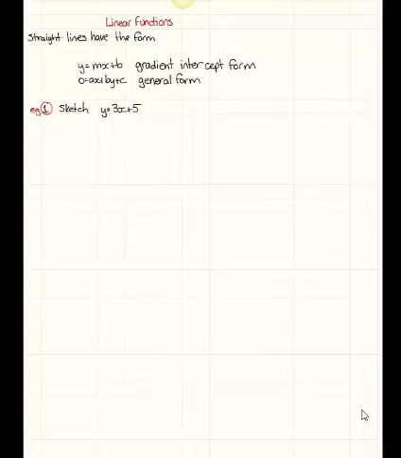So looking at this first one, we're asked to graph y equals 3x plus 5. The easiest way to graph these lines is to work out the x and y intercept. Because it's a straight line, you only need 2 points. So to work out the x-intercept, we're going to substitute in y is equal to 0. So you get 0 is equal to 3x plus 5. What that means is that negative 5 is equal to 3x, or x is equal to negative 5 over 3.